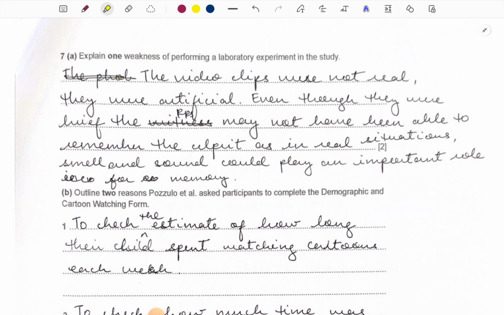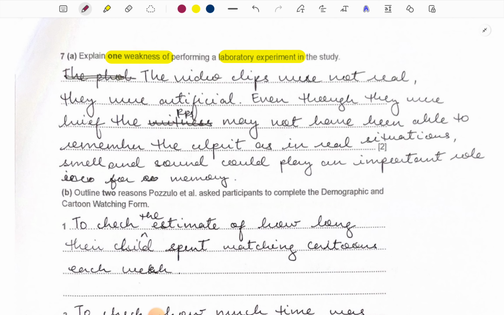Okay, let's see. One question that's asked here is: explain one weakness of performing a laboratory experiment in this study. This is in fact a question that qualifies for both paper 1 and paper 2. Because one, it has to do with the core study. Second, it has to do with the research method of laboratory experiment. Okay, what she says is the video clips were not real, they were artificial. Now looking at this sentence, it doesn't make full sense.